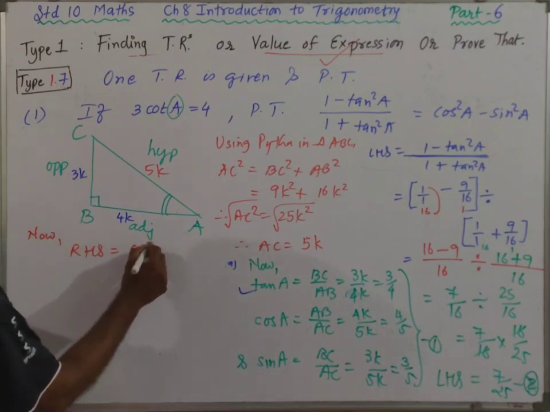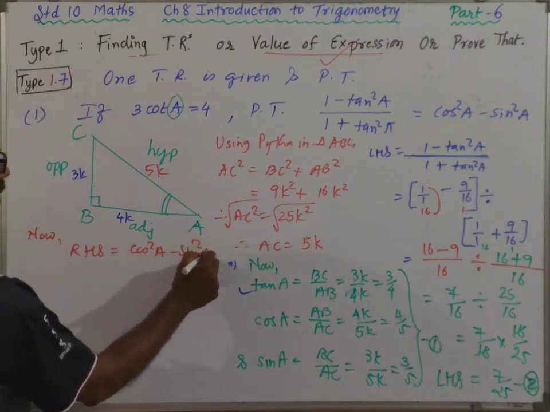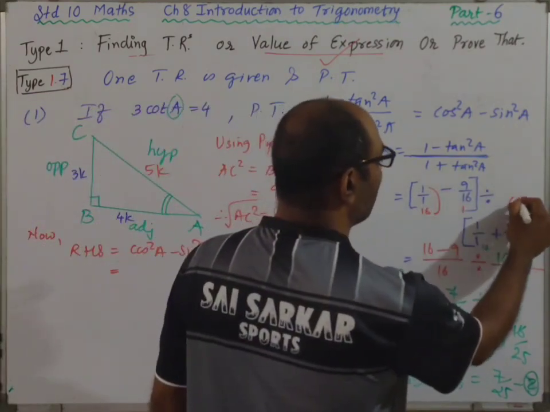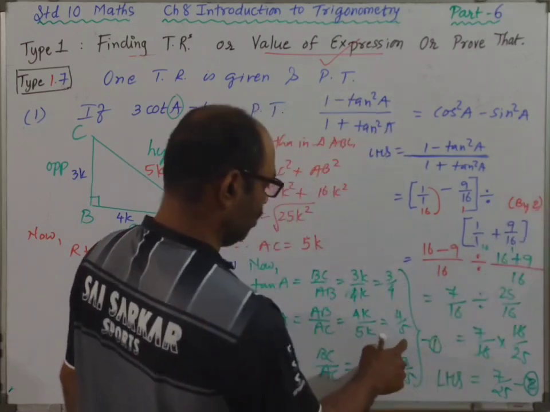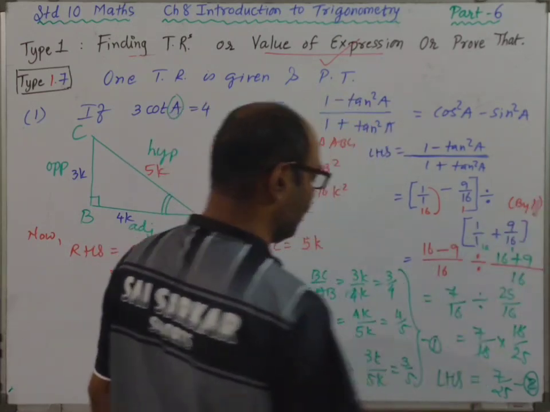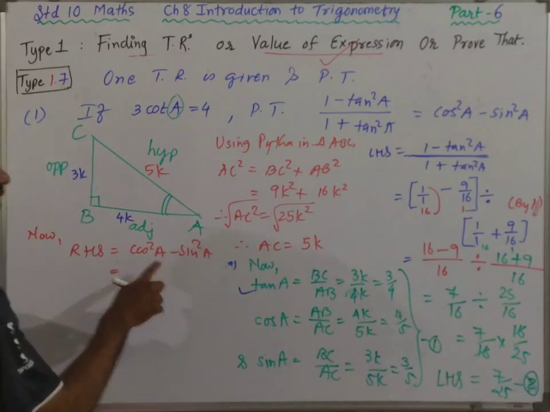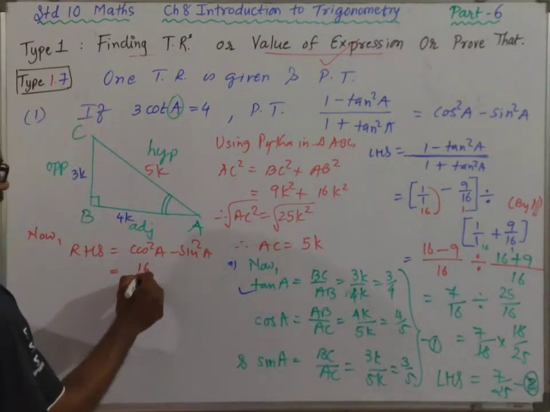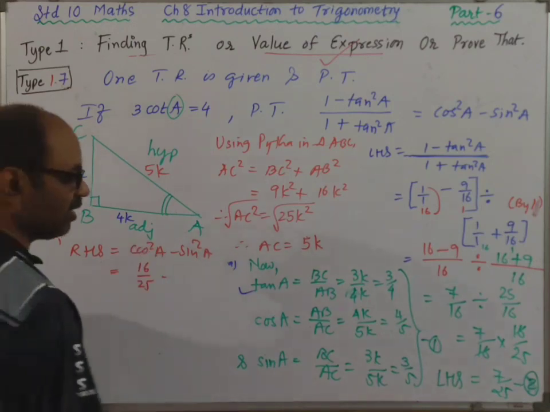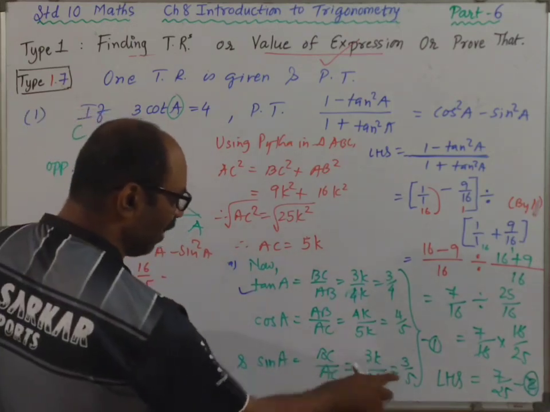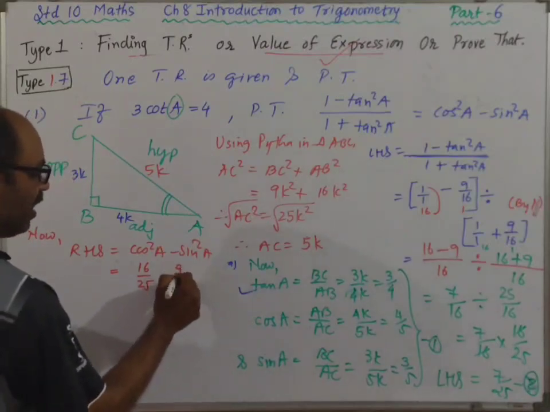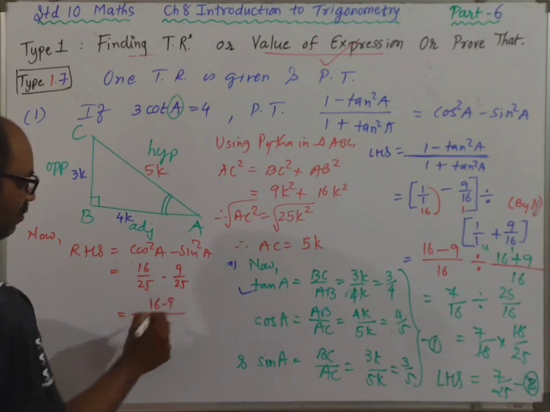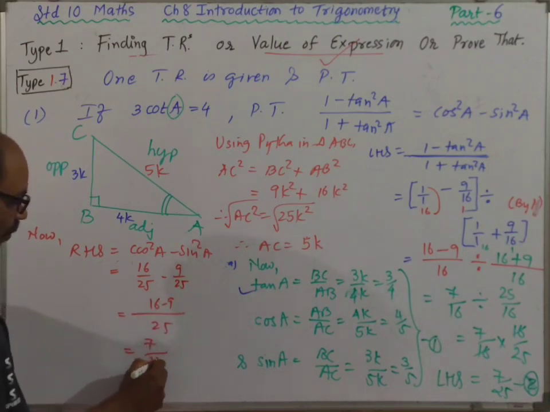Now RHS, that is cos square A minus sin square A. Here you put the value, no children? So here you can say by 1. From result 1, pick up here. What is cos square? Cos is 4 upon 5, so cos square will be 16 upon 25. Minus sin is 3 upon 5, so sin square will be 9 upon 25. Lucky to have like denominators. 16 minus 9, that is 7 upon 25.